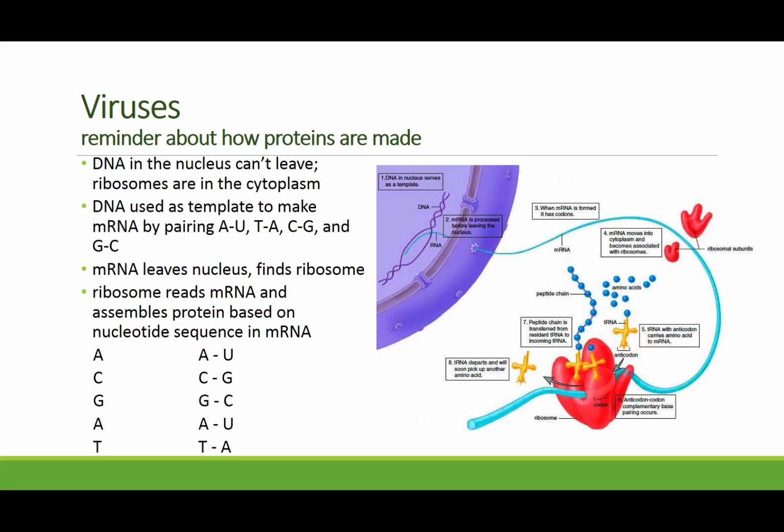So rather than letting the DNA out, instead we make a copy of the DNA. So we break apart the two strands of DNA. Purple here, that's DNA. So we break those apart, and we make a copy of the gene that codes for the protein as mRNA. And we make it by pairing any adenine to uracil, thymine to adenine, cytosine to guanine, and guanine to cytosine. So we can make a copy of the DNA, but we make it using the language of RNA.